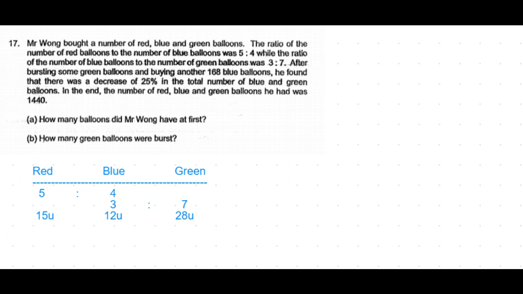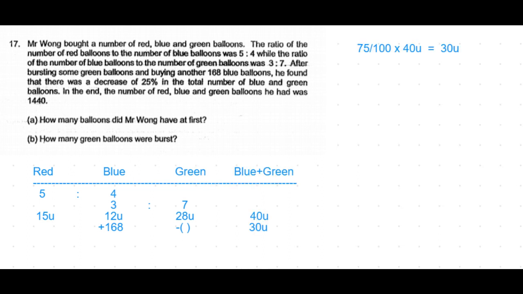Now we can have these in terms of units. We'll assume that red balloons are 15 units, blue balloons are 12 units, and green balloons are 28 units. The question says that he buys another 168 blue balloons and some of the green balloons are burst, so there is a decrease of 25%. A decrease of 25% means 75% is remaining, 75% of blue and green together. Blue and green together initially is 12 units and 28 units, so together is 40 units. So 75% of 40 units is 30 units.